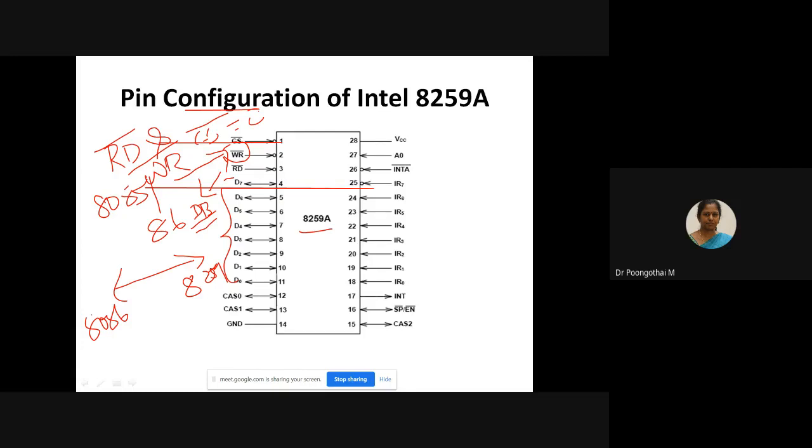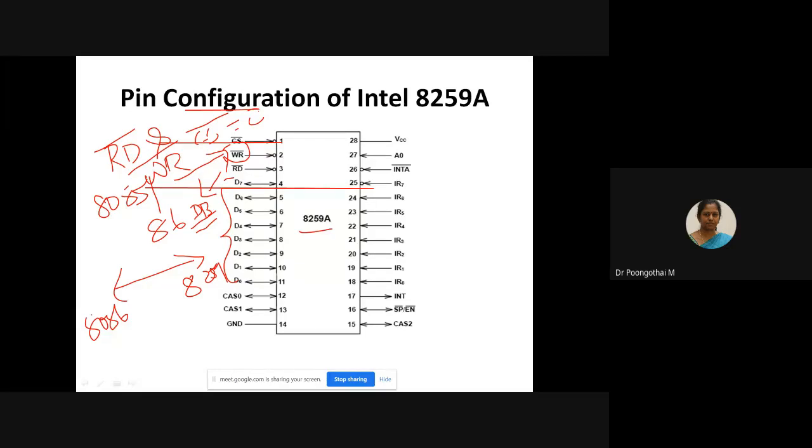So the bidirectional data bus: control, status, and interrupt information are transferred via this data bus. All the information, control word information, status word information, and interrupt vector information, that is the starting address of the ISR, are transferred to the microprocessor via this data bus.